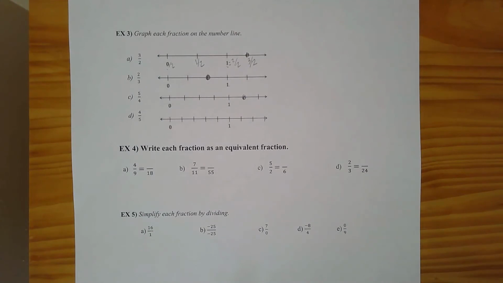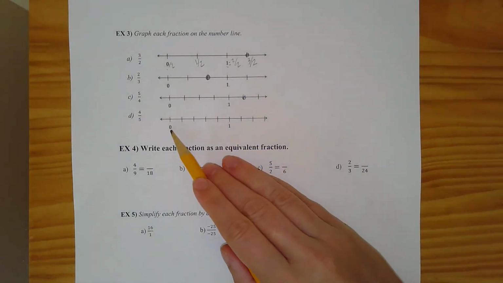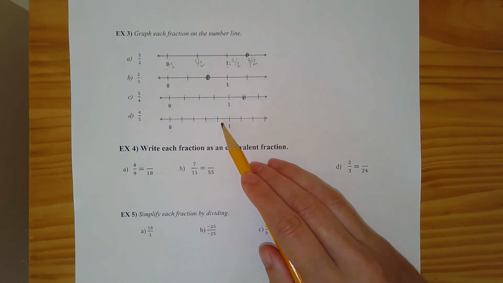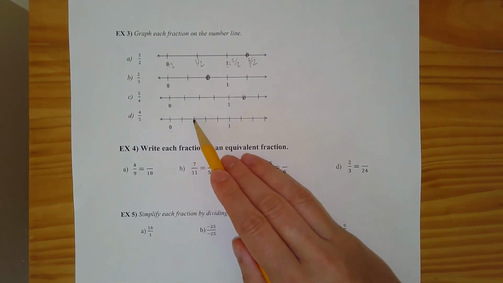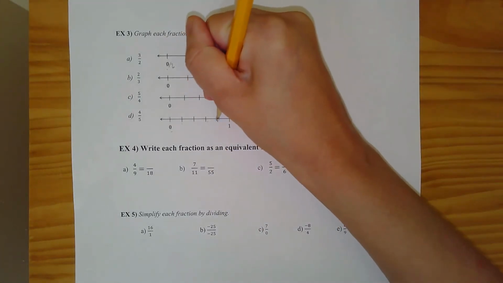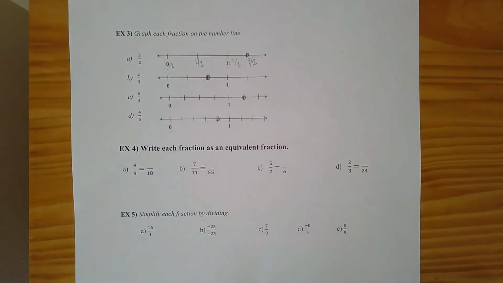And the last one is 4/5, and here is 0 and 1. I've already divided us into fifths. So this is 1/5, 2/5, 3/5, and there's 4/5. It's almost all the way to 1, but not quite there yet.